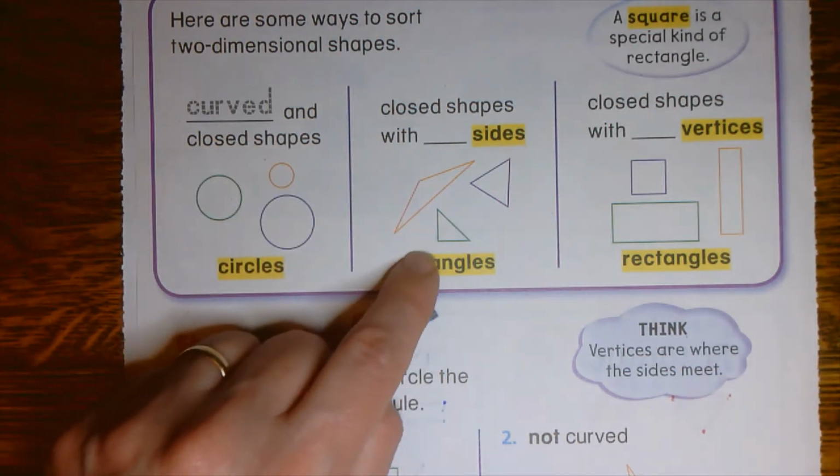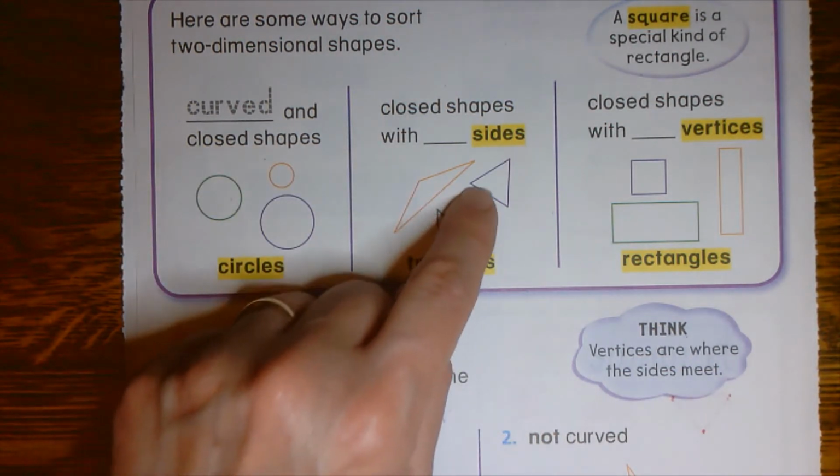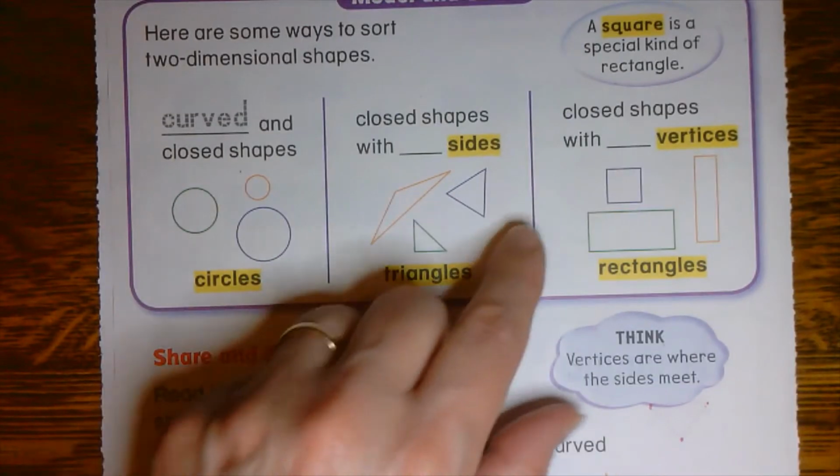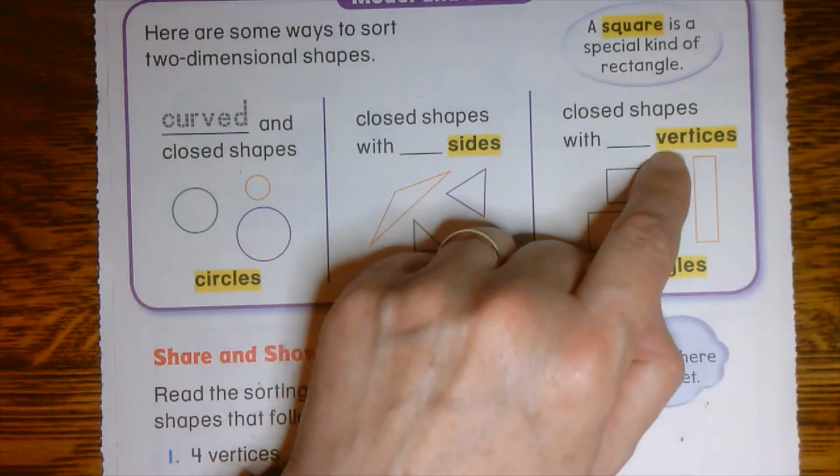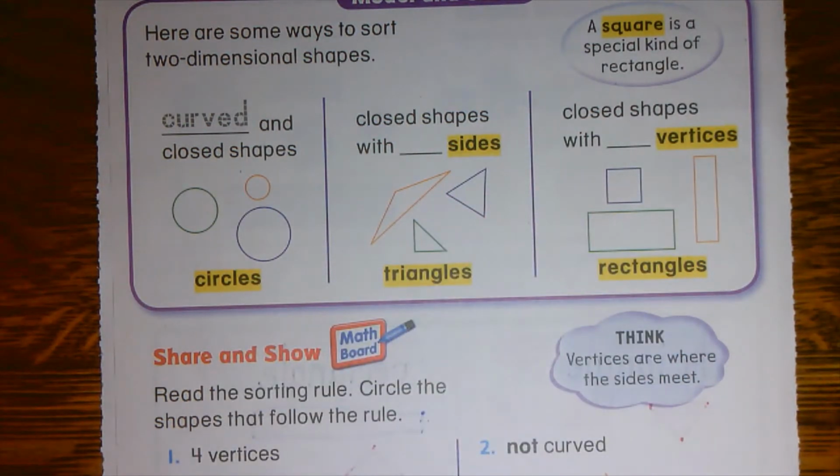Closed shapes with how many sides are here? Go ahead and write that number right there. Closed shapes with vertices. Now, vertices are these points out here.